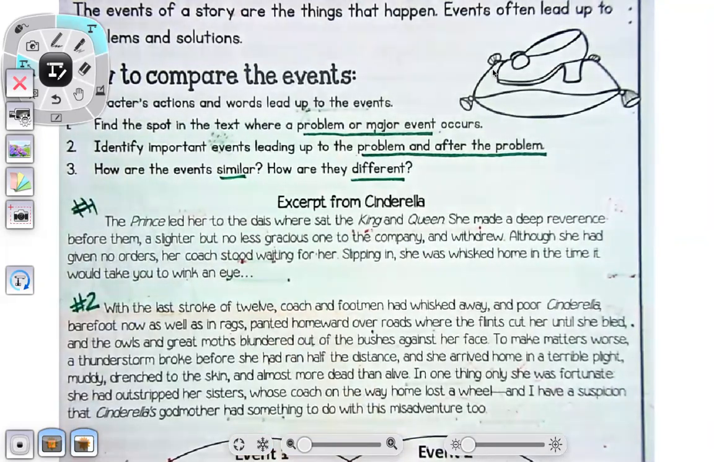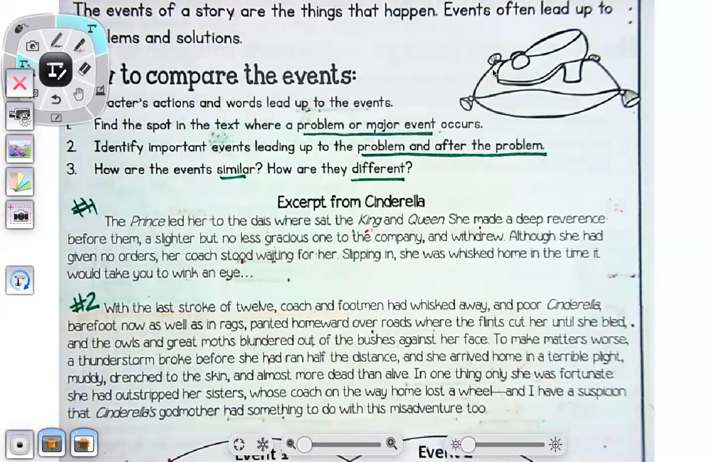With the last stroke of 12, coach and footman had whisked away, and poor Cinderella, barefoot now as well as in rags, panted homeward over roads where the flint cut her until she bled, and the owls and the great moths blundered out of the bushes against her face. To make matters worse, a thunderstorm broke before she had run half the distance, and she arrived home in a terrible plight, muddy, drenched to the skin, and almost more dead than alive.